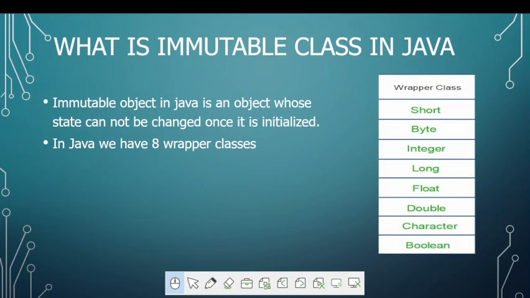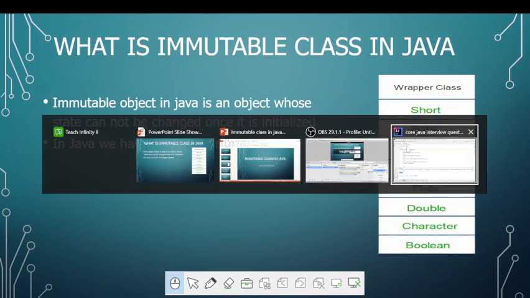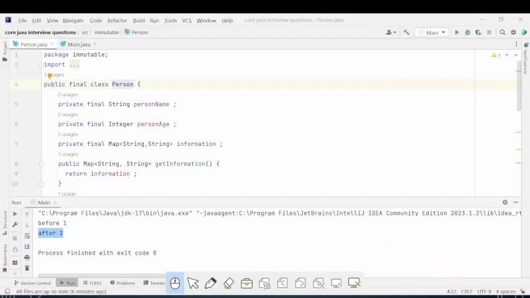So basically, what do you mean by immutable class or object in Java? An immutable object is an object whose state cannot be changed once it is initialized. So what exactly does this mean? Let's see with an example.